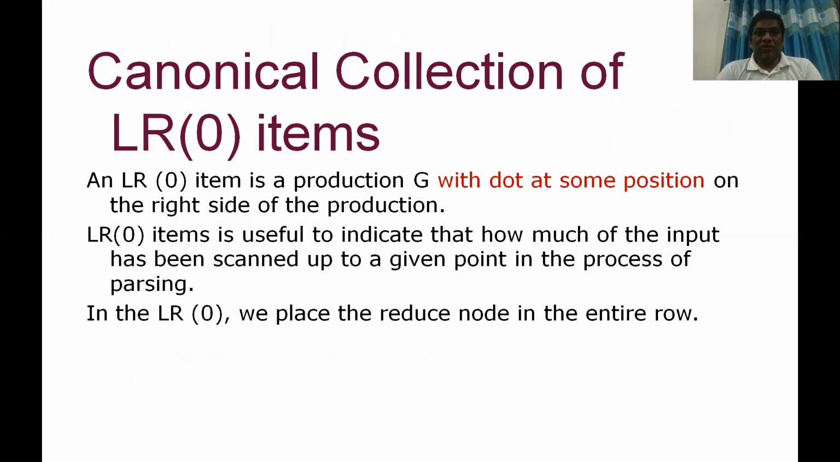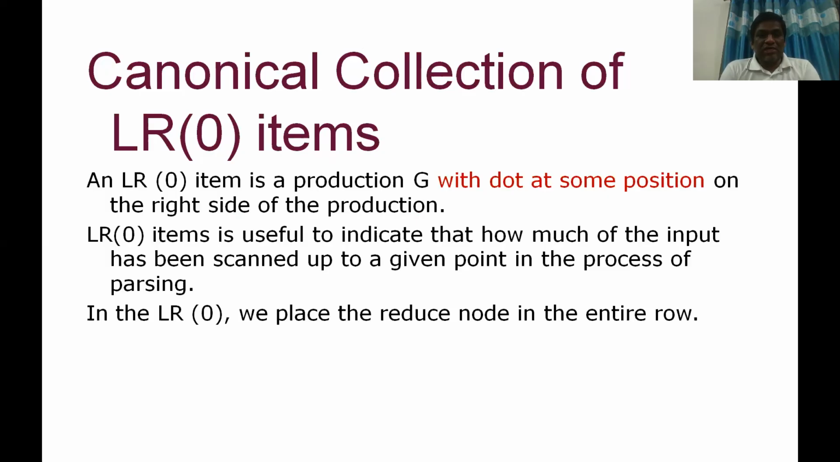Canonical collection of LR(0) items are nothing but the productions with a special dot at some position on the RHS of the production. We'll use a dot to represent how much part of the RHS is processed till now, and the remaining part. What is the remaining part that we need to process? This is what we are going to see now.